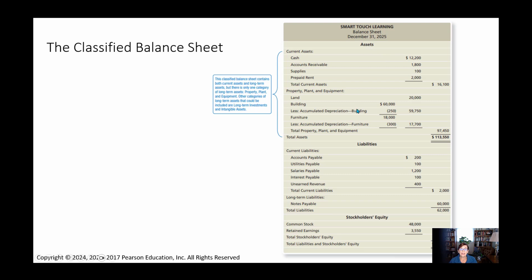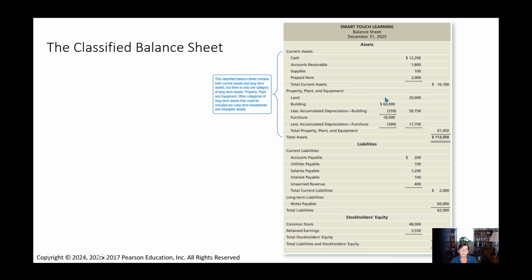All right, so we still have our assets, liabilities, and stockholders' equity, but now this particular one, we have current assets and we have property, plant, and equipment. They didn't have any investments or intangible assets here. So our only long-term assets are property, plant, and equipment. Our assets are still in order of liquidity, so we start with cash and accounts receivable, which is generally going to be collected within about 30 days, right? Maybe 60 days. Then we have supplies and prepaid rent, which are both going to be used up within a year. That gives us our total current assets.